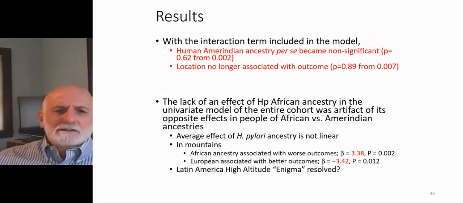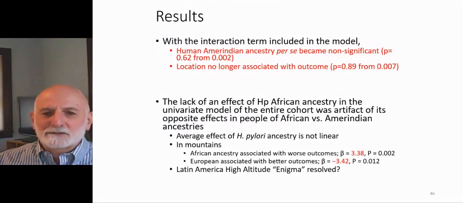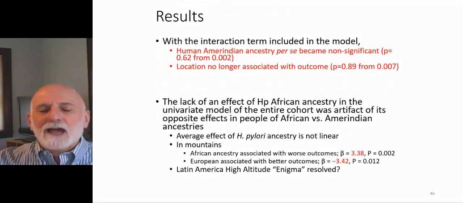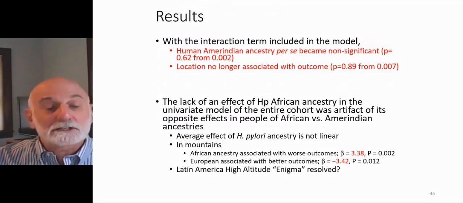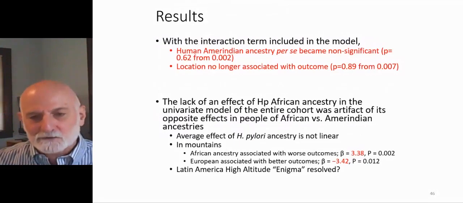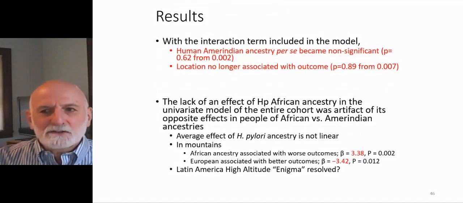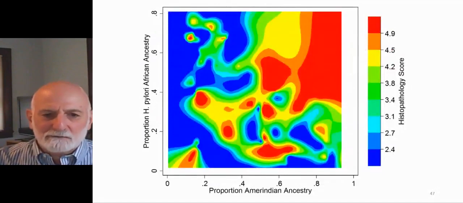What does that mean? That means that the effect of the H. pylori ancestry in the univariate model was an artifact of its opposite effect in people who have African ancestry versus people who have predominantly Amerindian ancestry. So the effect's not linear, and you see that people of African ancestry in the mountains did much worse. European did better. So it appears that people of Amerindian ancestry who are infected with the African strain do particularly badly because that is a strain to which they were not historically exposed, whereas people on the coast who were of African ancestry and predominantly had African H. pylori had a relatively benign presentation of disease. And you can see this on our heat map, with the exception of this little blip on the bottom left. This is the proportion of Amerindian ancestry for the humans and the proportion of H.